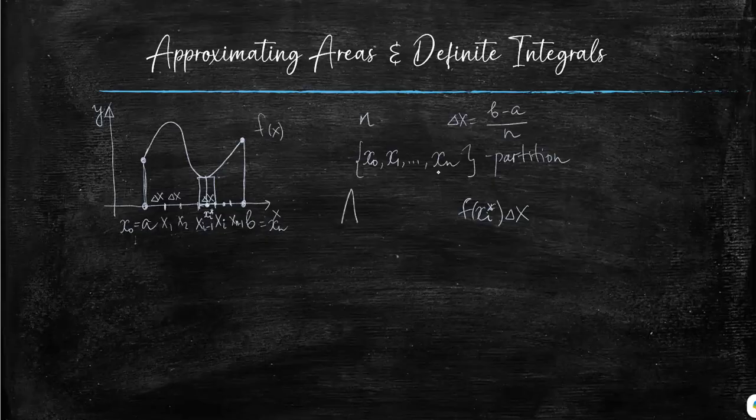So the total area, which we will label A sub n, can be expressed as f of x1 star delta x plus dot dot dot all of them, including the ith, and plus dot dot dot the last one.